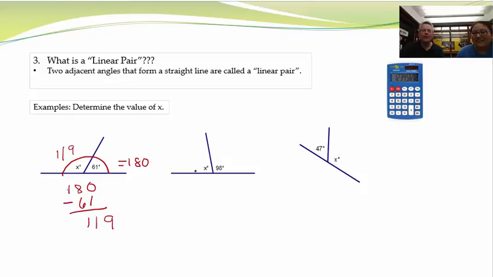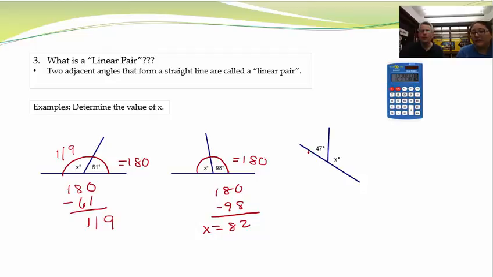Very good. The same as the other example. So these two angles make a line, so they would equal 180. So 180 take away 98, I think you get 82. So x will be 82.